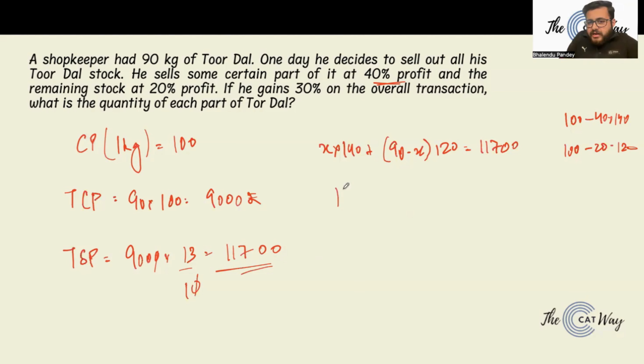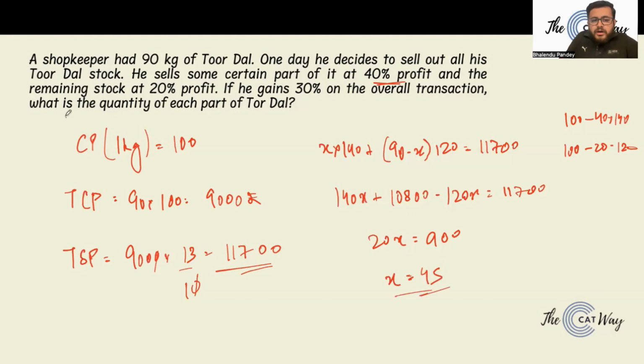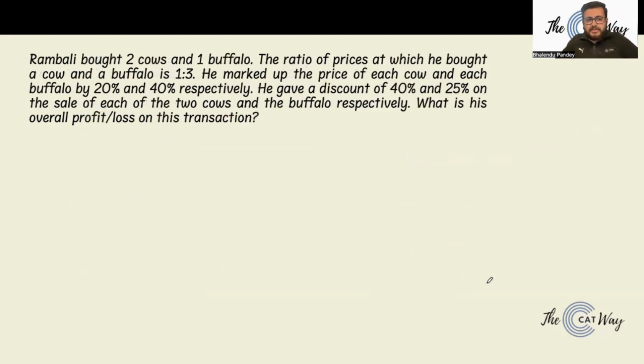Correct? So what do we get? 140x plus 12 nines are 10,800 minus 120x is equal to 11,700. Correct? So what do we get? 20x is equal to 11,700 minus 10,800. So that is equal to what? 900. Right? So x becomes equal to 45. That means, what is the quantity of each part? Each part is 45 kgs and 45 kgs. Right? Let's move on to the next.